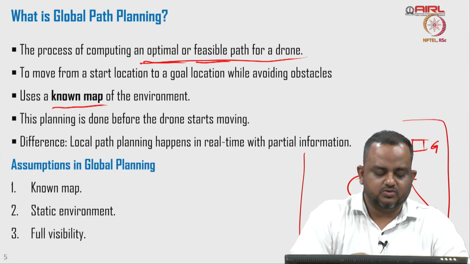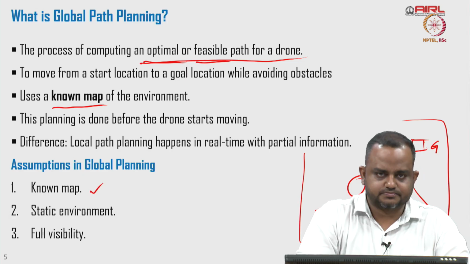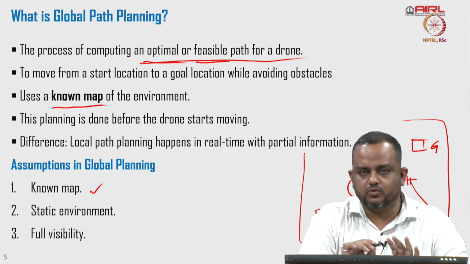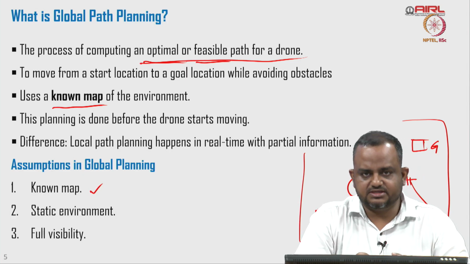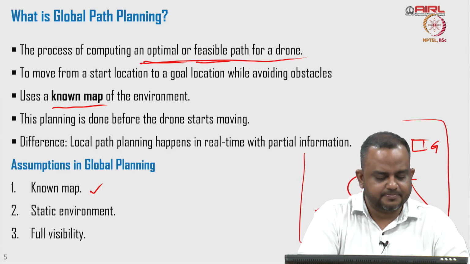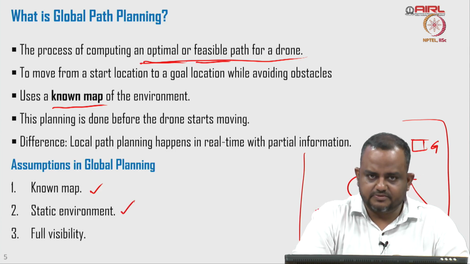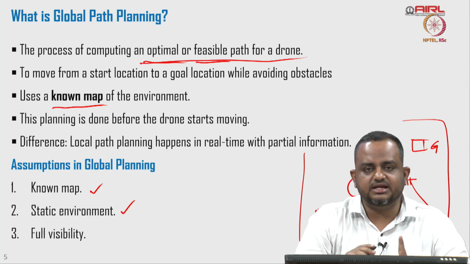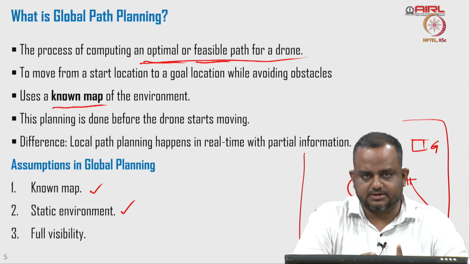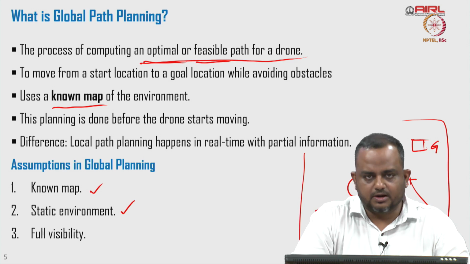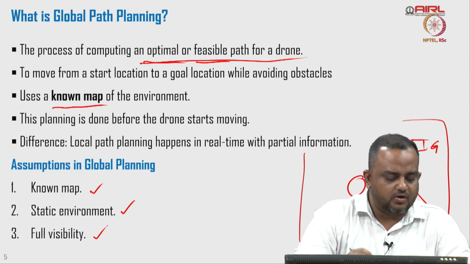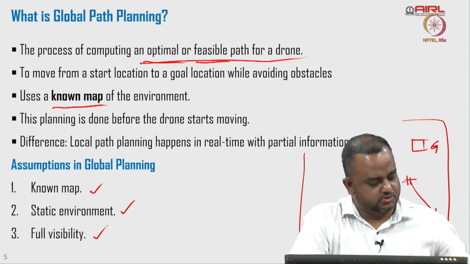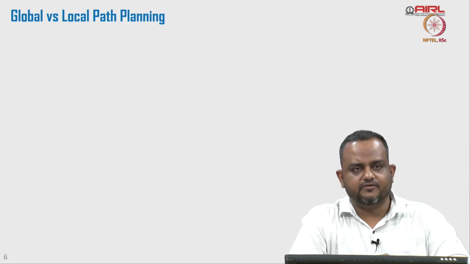In global path planning, we assume that the map is known, we know the system very well. So, we can design or prefix the trajectory from the very beginning. Environment is static, because if it is dynamic, then the known map will not be there, and for that real time planning will be required to avoid the obstacles. So, that comes under local path planning. And also in global path planning we assume full visibility.